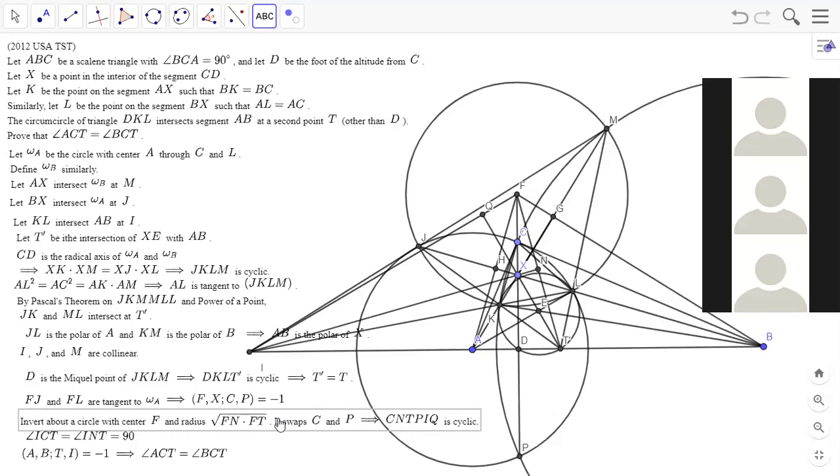Yeah. This doesn't show cyclicity because there can be 3 circles. But I guess it shows that CNTP is cyclic, right? Because Fn times Ft is not enough. Because CNTP, CQIP, and QITN can be 3 different circles. Okay, because we have to show it passes through I.